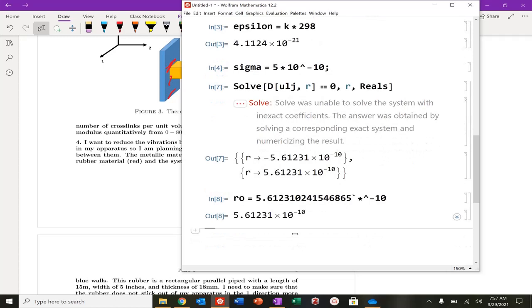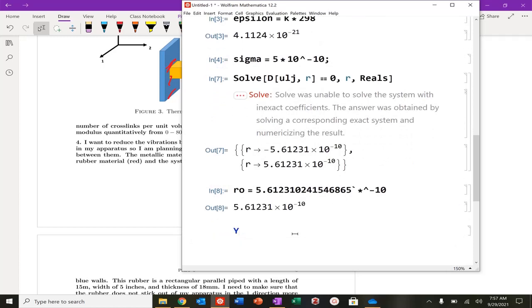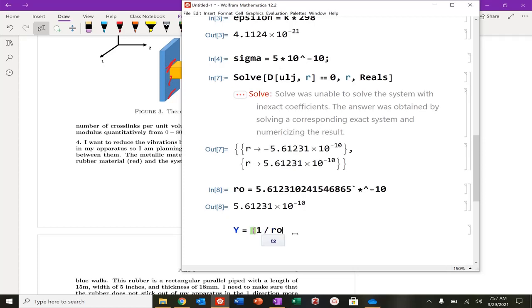I'm going to use this definition for Young's modulus. So Y before Tg, from 0 to 60. Really at 0, Y equals 1 divided by R naught, and then the second derivative of ULJ with respect to R, and then I'm going to evaluate this at R goes to R naught, and that's my Young's modulus.